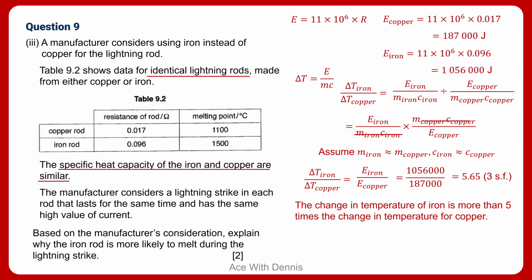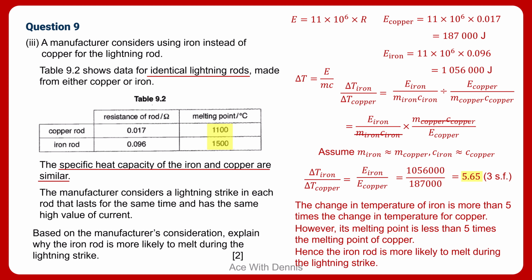So the change in temperature of iron is more than 5 times the change in temperature for the copper. However, its melting point is less than 5 times the melting point of copper. Hence, the iron rod is more likely to melt during the lightning strike.